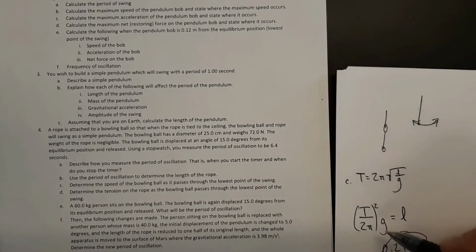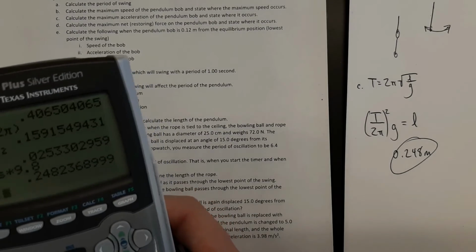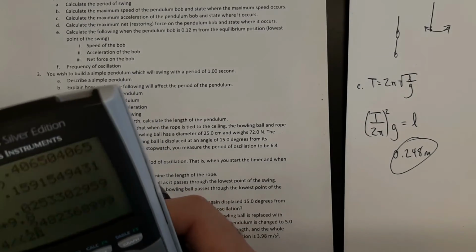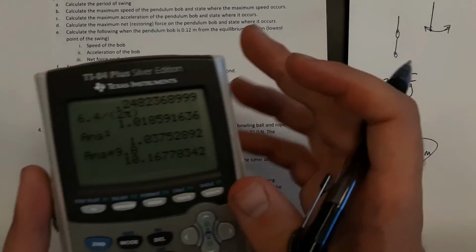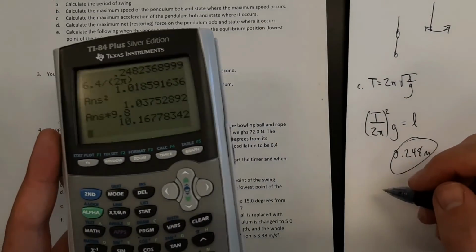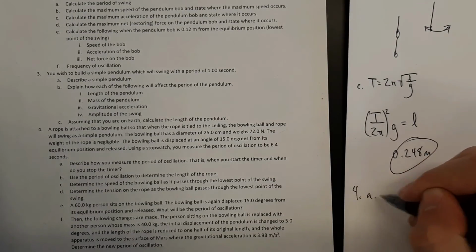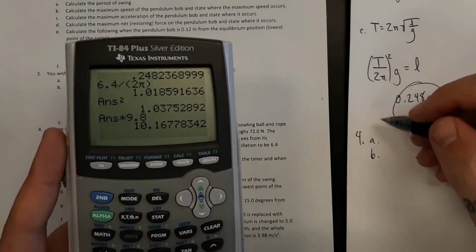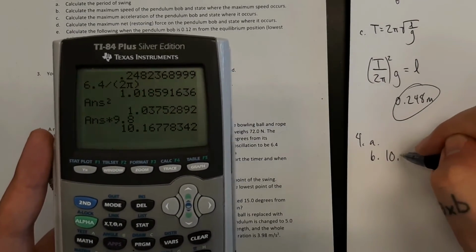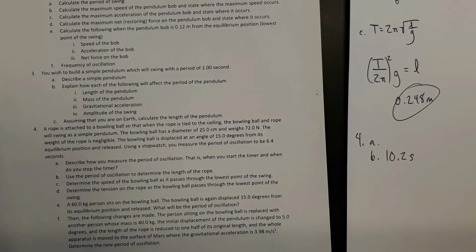So looking back at this formula here, again, assuming that we're on Earth. Okay, so 6.4 divided by 2 pi, squaring it, multiplying by 9.8. So that gets us a length, my bad. So that's 4B, there we go, a length of 10.2. Okay, so we've got a period of oscillation.